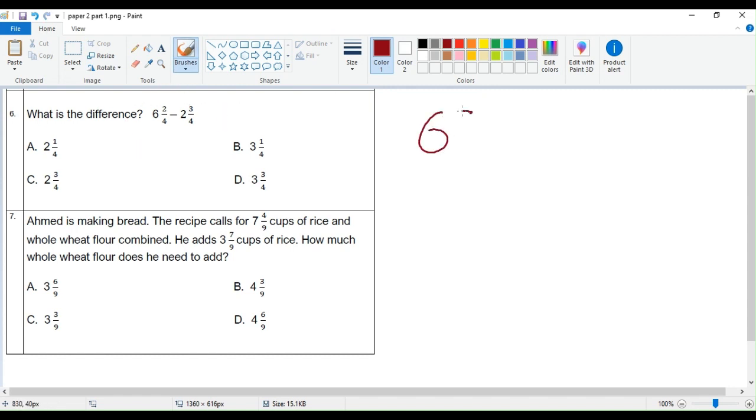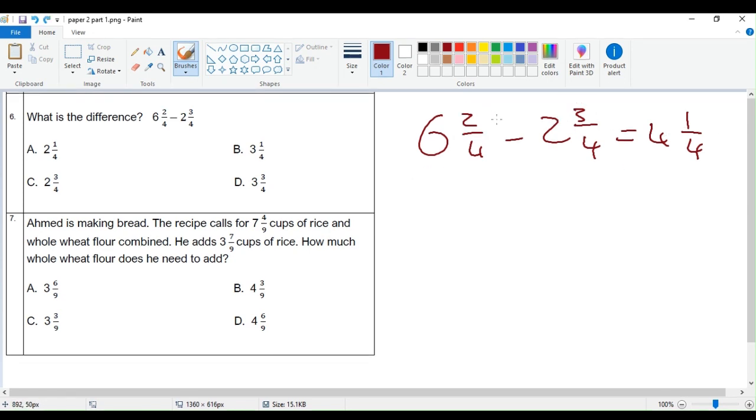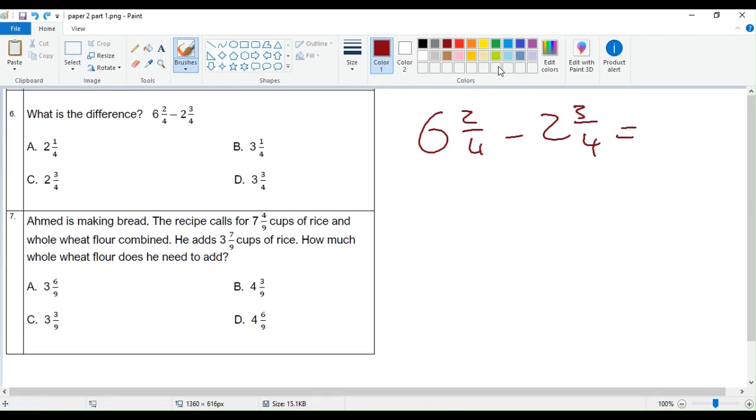What is the difference here? You have 6 and 2 fourths minus 2 and 3 fourths. Some guys were saying that was 4 and 1 fourth because 6 minus 2 is 4 and 2 minus 3 is 1. Well, that's not the case. 2 minus 3 we cannot do. We need to change this into improper fractions.